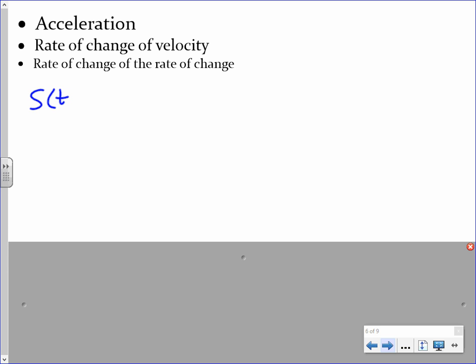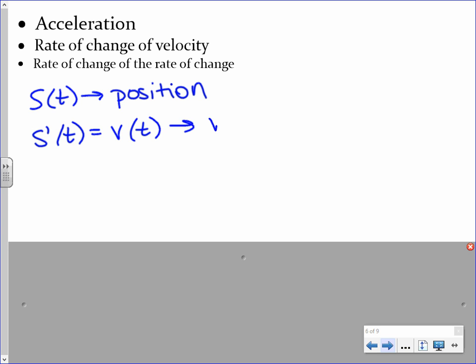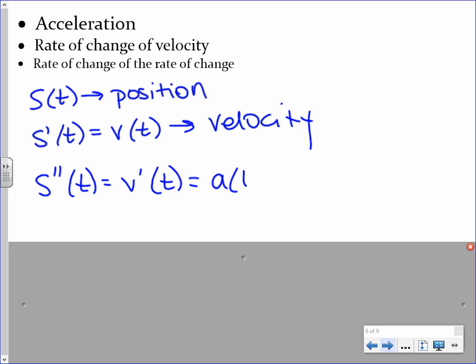You already have this written down. Okay, so we'll add to our little chart here. The second derivative of position, which is the first derivative of velocity, is what we call acceleration.